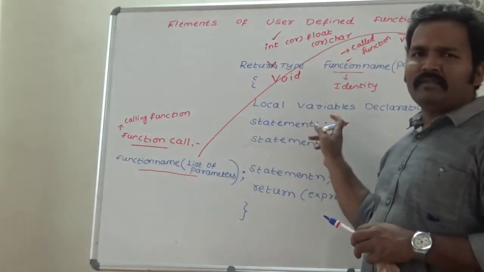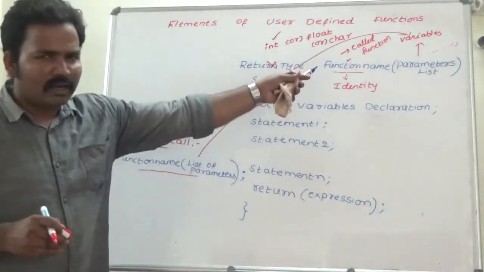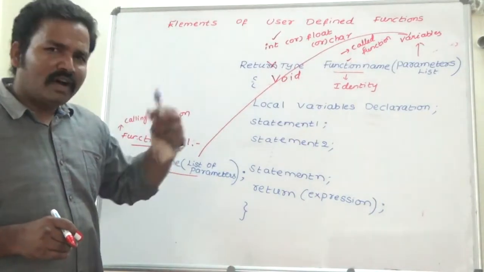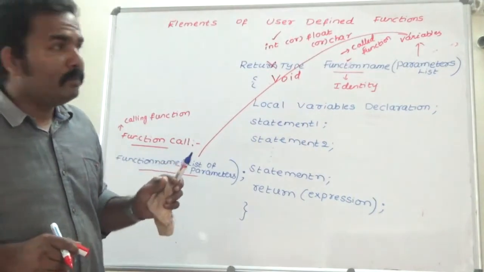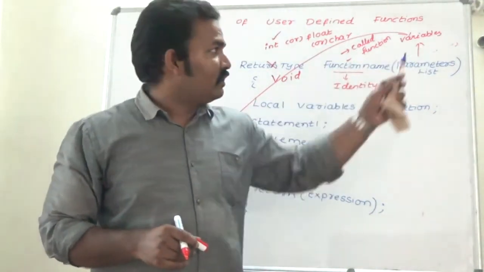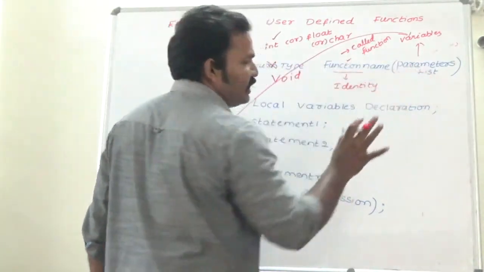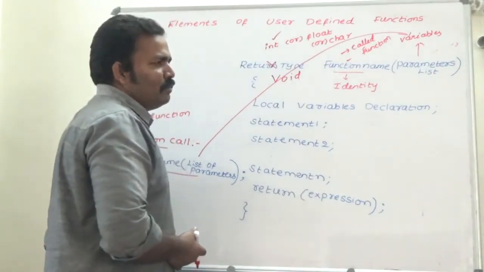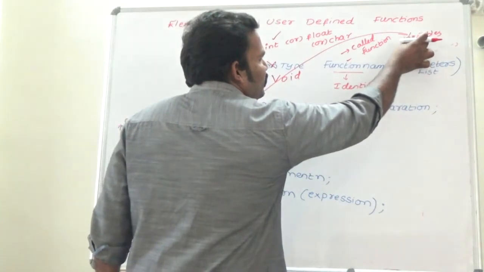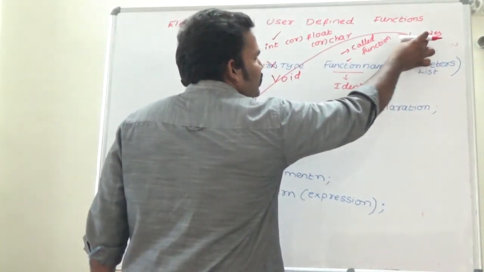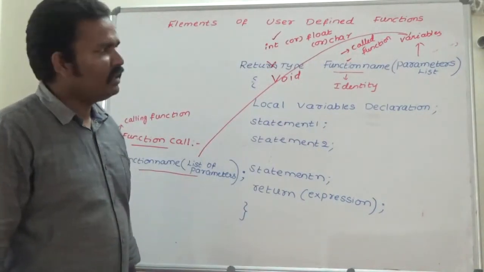So while calling a function we can pass some values also. Whenever we are calling the function, we can pass some values as arguments. Those values will be received by variables. So return type, function name, parameter list. I will give one example so that you can easily understand. Parameter list is used to declare number and type of variables, and these variables are used to receive the data from calling function.